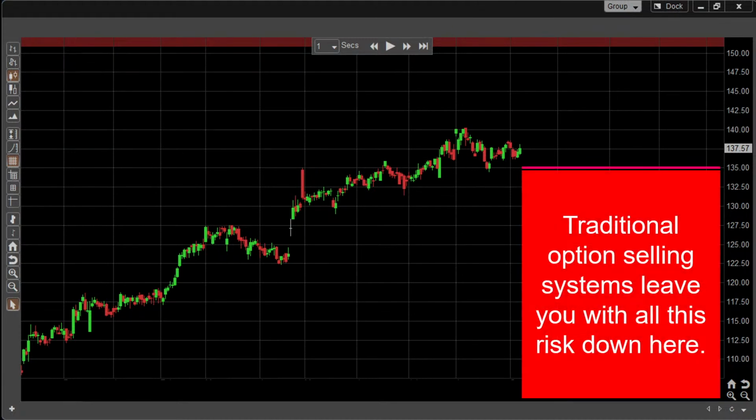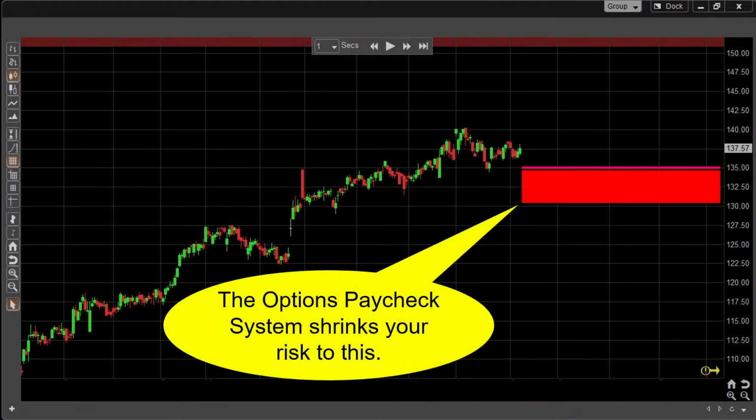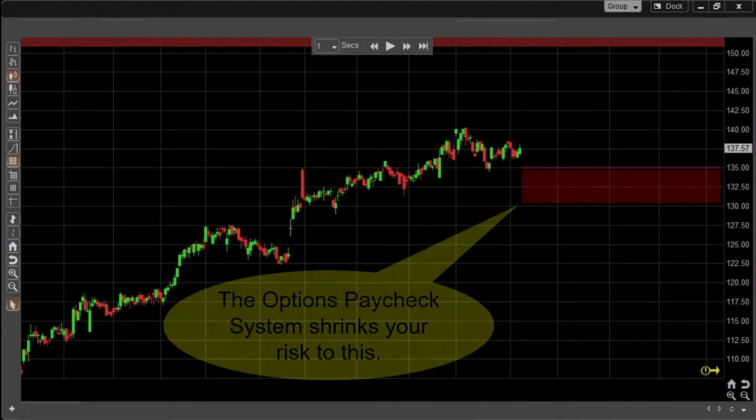A traditional option selling system leaves you with all of this risk, right? One winning trade, one losing trade wipes out all your winners. That's a traditional option selling system. What the options paycheck is going to do, it's going to shrink your risk to that. So let me show you how this works.